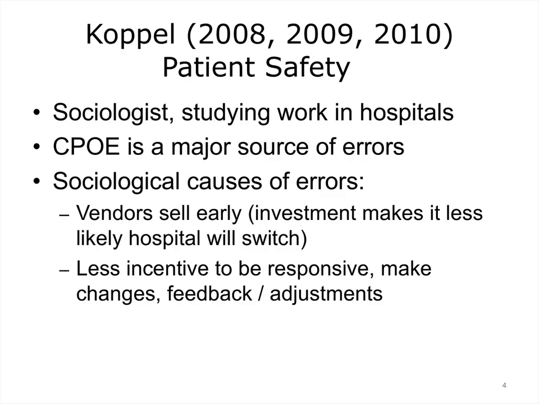Ross Koppel is a sociologist who studies hospital work. Computerized physician order entry, CPOE, was identified by users in one of his studies as a major source of errors, some of which were very bad and most of which were easily fixable but not fixed. He examined the sociological causes of errors. He stated that vendors want to sell early, since investment makes it less likely that hospitals will switch systems later. This gives less incentive to be responsive or to make changes according to feedback.